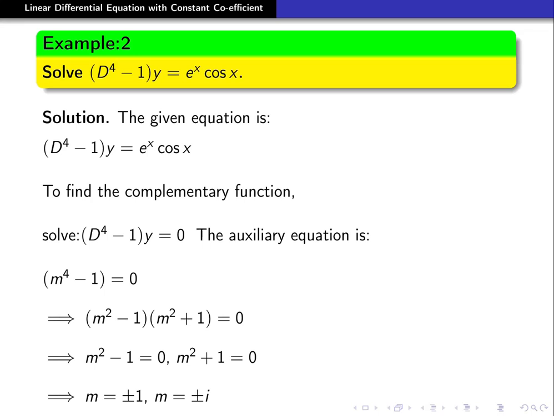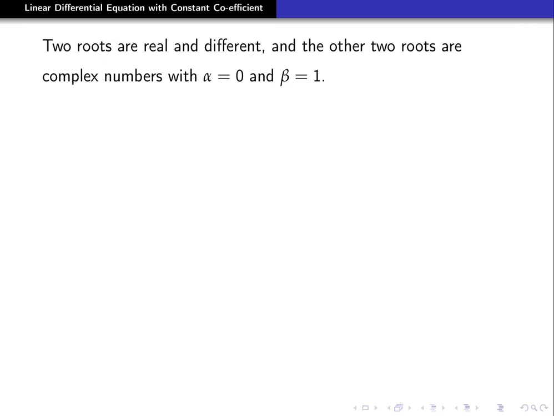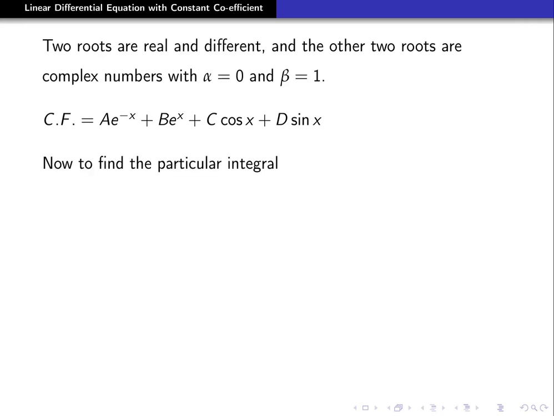For the first two roots, plus or minus 1, the roots are real and unequal. The first root is a real root, and the second root is an imaginary root. Therefore, the first two roots are real and different, and the other two roots are complex roots. Alpha is equal to 0 and beta is equal to 1. Therefore, the complementary function for the first two roots is A e power minus x plus B e power x. For the remaining roots, alpha is equal to 0 and beta is equal to 1, so we get C cos x plus D sin x.